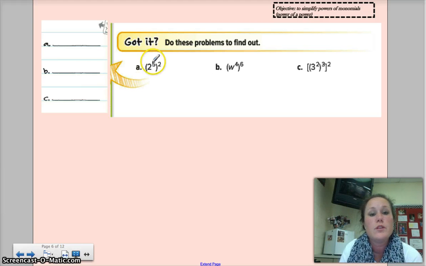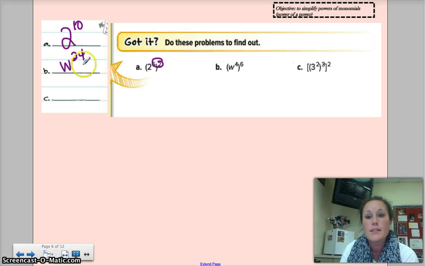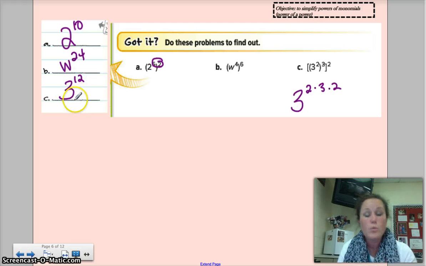Okay, so 2 to the 5th squared is 2 to the 10th. Multiply the powers together. W to the 4th to the 6th power is going to be 6 times 4 is 24, so W to the 24th power. And lastly, we can multiply all these together. This is going to be 3 times 2 to the 2 times 3 times 2 power. So 2 times 3 times 2, that's going to be 6, 12. So 3 to the 12th power. I would leave it as a power. If you want to go ahead and do 3 to the 12th power and figure out what that is, you're welcome to do that. I will accept this as an answer though.